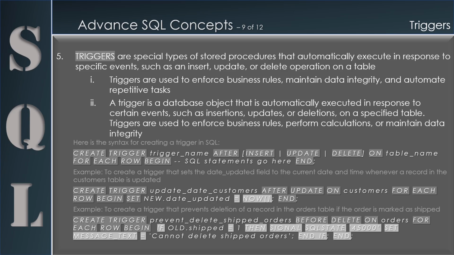Again, it's a database object that is automatically executed in response to a set event, such as insertions, updates, or deletions on a specific table. Triggers are used to enforce business rules, perform calculations, or maintain data integrity. They are very critical if you want to execute any command based on a derived result, so these are very useful in terms of that. Its code is written here and it can be practiced, and it can be used for very complex logic based on any business rule.